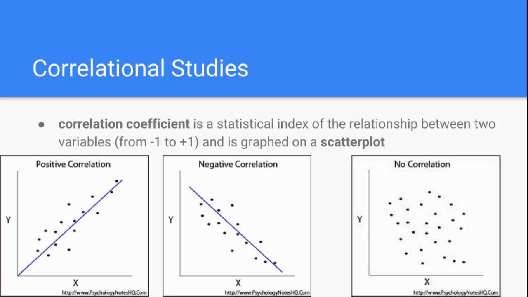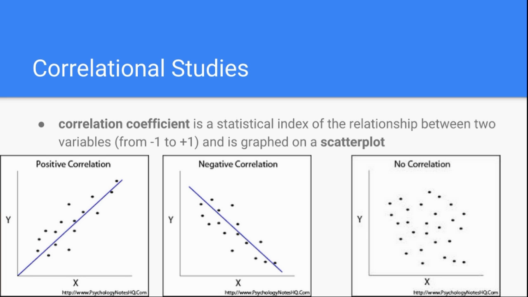So for example, the link between time spent studying and grades is a positive correlation. If for some reason the amount of time spent studying led to a decrease in grades, that's what we would call a negative correlation, because they go in opposite directions. These correlation coefficients can be graphed on a scatter plot, and you see three examples in front of you.